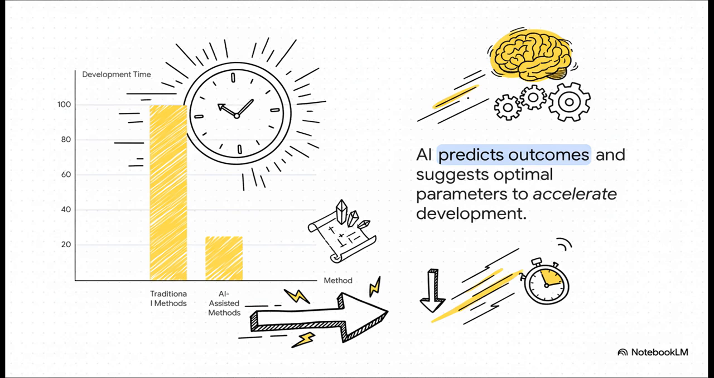So, why does this matter so much? The answer is one word: speed. Traditional material development can take years and years of trial and error. But by using AI as a co-pilot to predict outcomes and suggest the best settings, you can shrink that development timeline dramatically. It is a complete and total game changer for innovation.